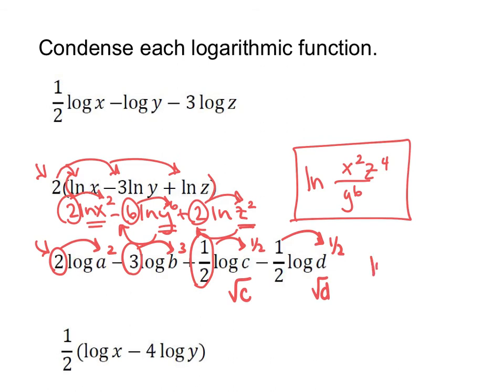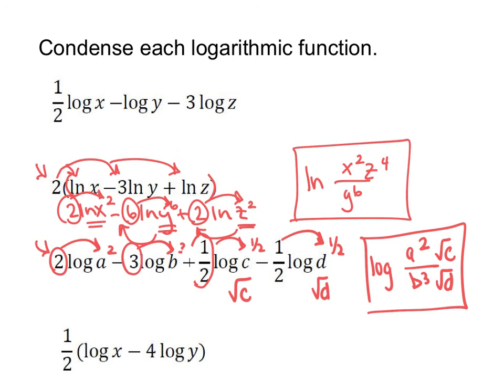So what I have is this. I have 1 log. The a squared goes on the top. The b to the 3rd goes on the bottom. The square root of c goes on the top. It looks like I wrote over the top of that. Yeah, the square root of c goes on the top. The square root of d goes on the bottom. And this is your answer for this one. And you can try the other two if you'd like.